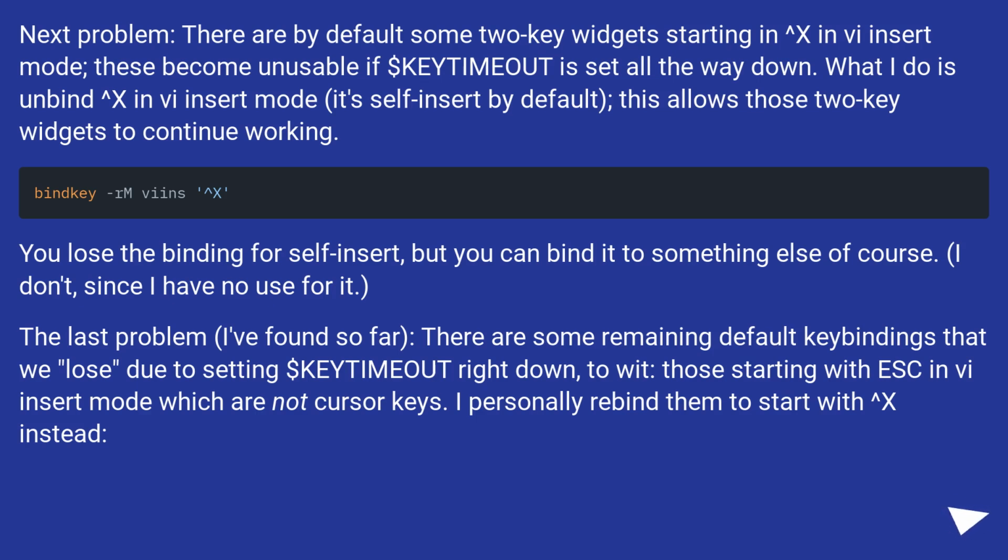The last problem I found so far, there are some remaining default key bindings that we lose due to setting $KEYTIMEOUT right down, to wit, those starting with escape in insert mode which are not cursor keys. I personally rebind them to start with ^X instead.